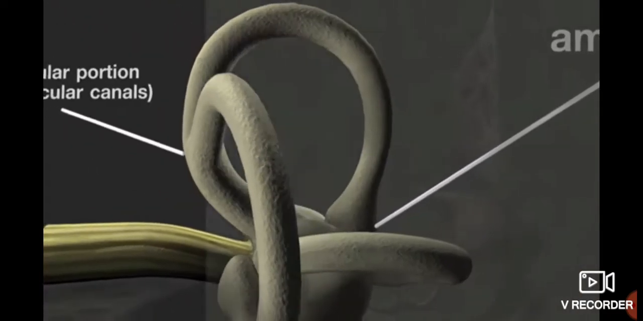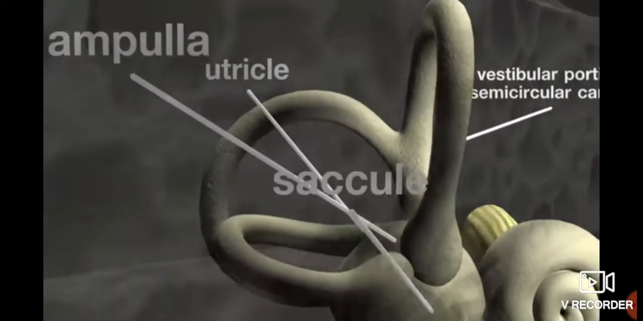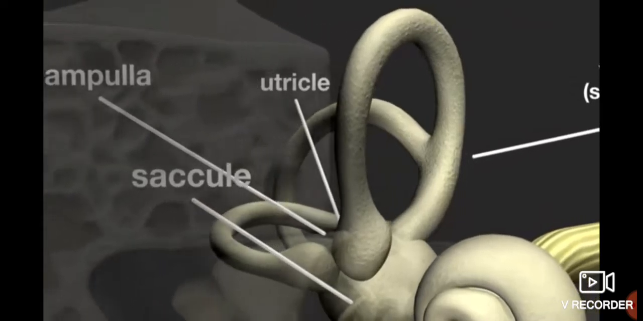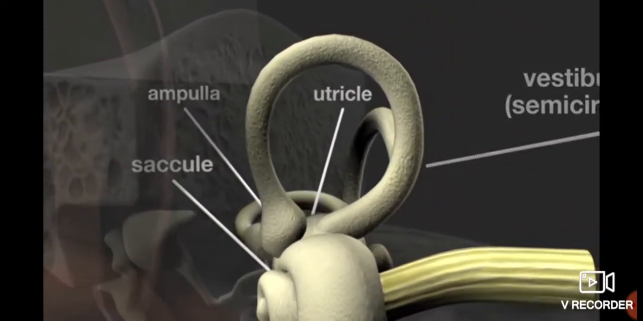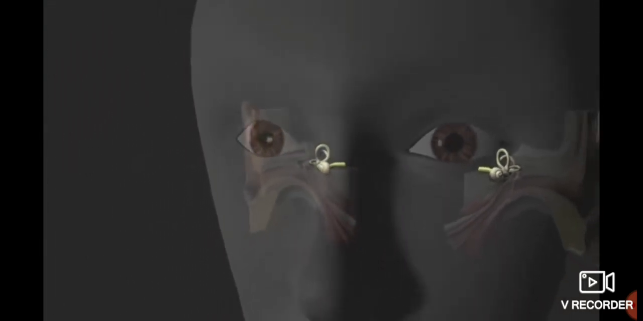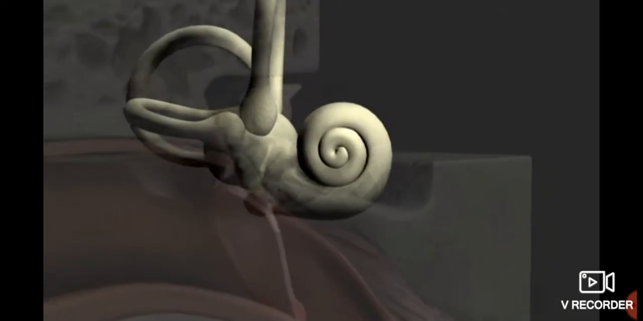Each canal has a swelling at the end called the ampulla, and there are two membranous sacs called the utricle and saccule. These contain fluid and sensory cells which move in response to head movements and indicate the body state. They maintain the connection with our eyes, maintaining our balance.